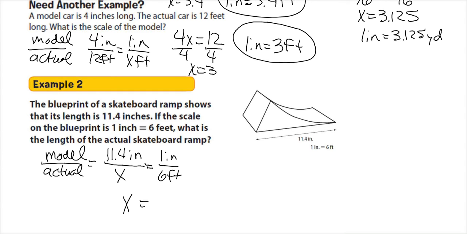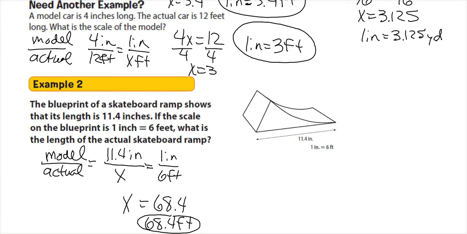All right, so in this case, it says what's the length of the actual skateboard? We are going to be in feet. Yeah, it's in feet. Okay. So we got feet. So 68.4 feet. We'll circle that. Okay.